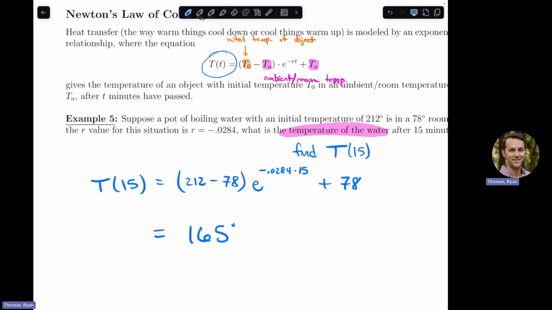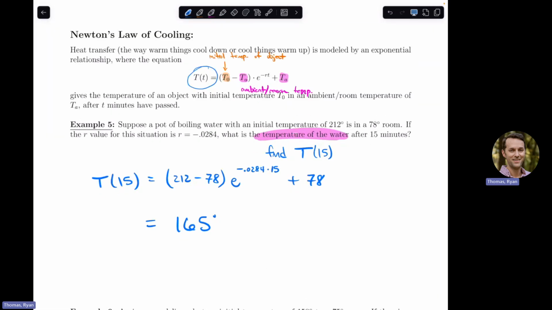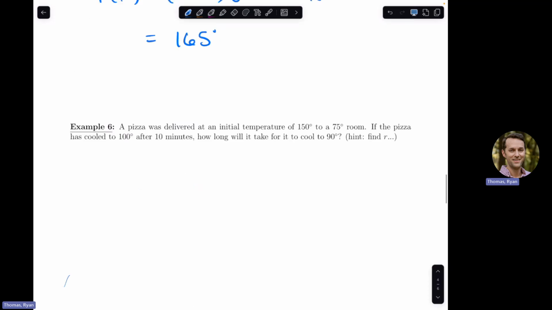We were given the time, 15 minutes. We're looking for the temperature. No, who cares? No, I don't right now. Let's just go with 165. Okay. How about 6?